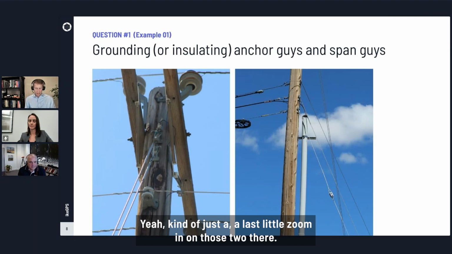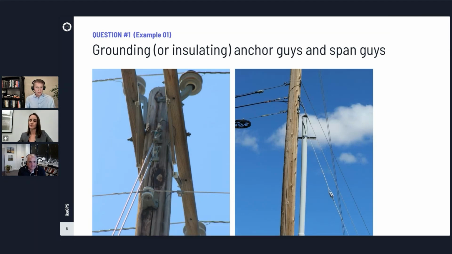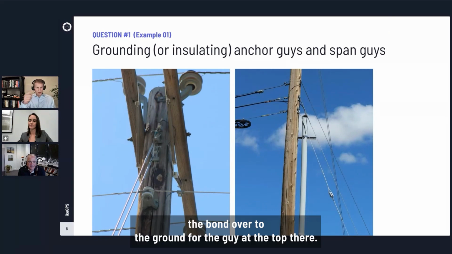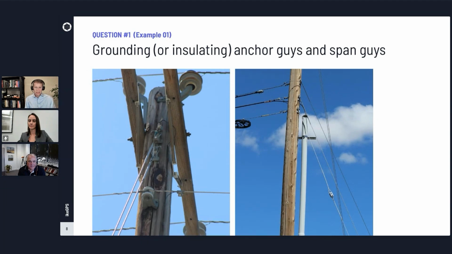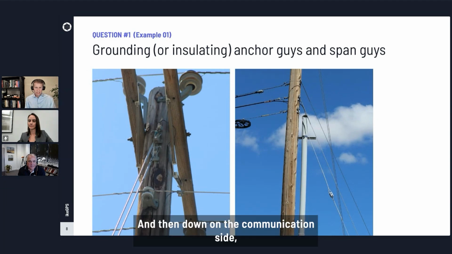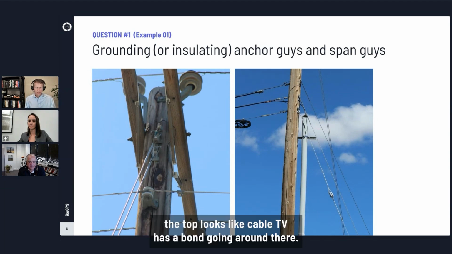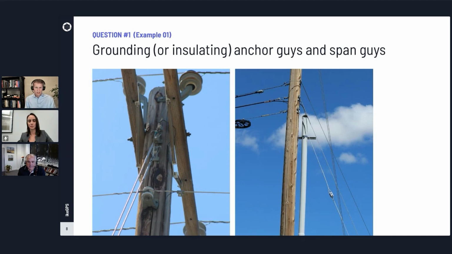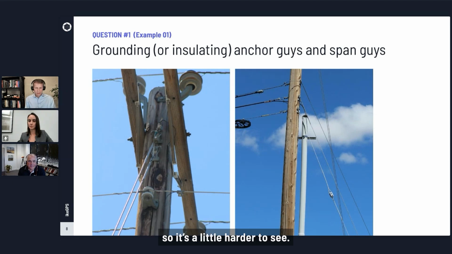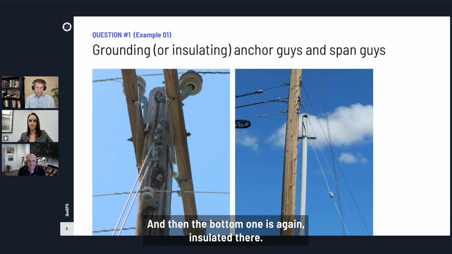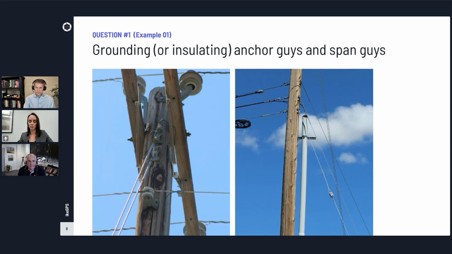Here's a last little zoom in on those two. You can see the bond over to the ground for the guy at the top there. That's the rural utility, the electric, the power ground. Then down on the communication side, the top looks like cable TV has a bond going around there from the messenger on the top. The middle one goes behind the pole, so it's a little harder to see. And then the bottom one is, again, insulated there.